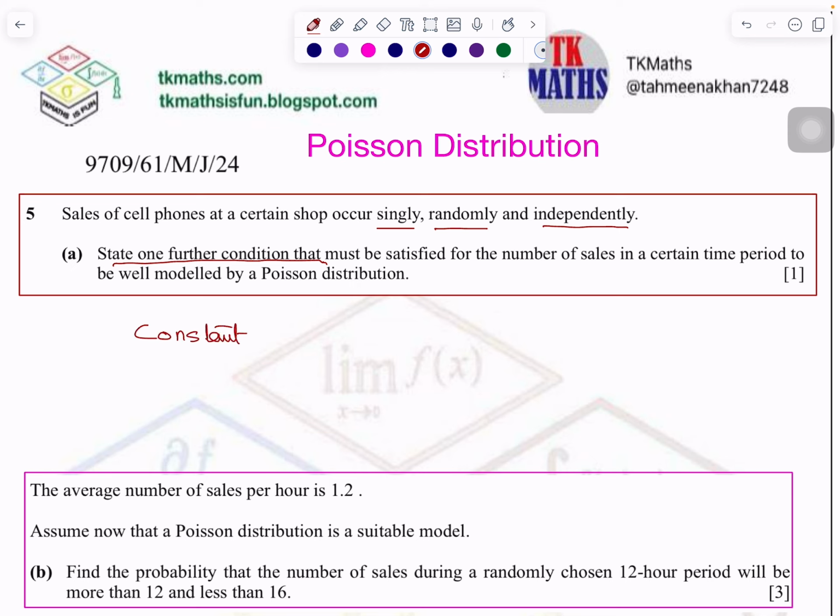So very simple question. If one knows the 4 conditions, it often happens that 2 are given, and the other 2 are asked. So you should know all 4 conditions. Constant average rate of selling these cell phones.